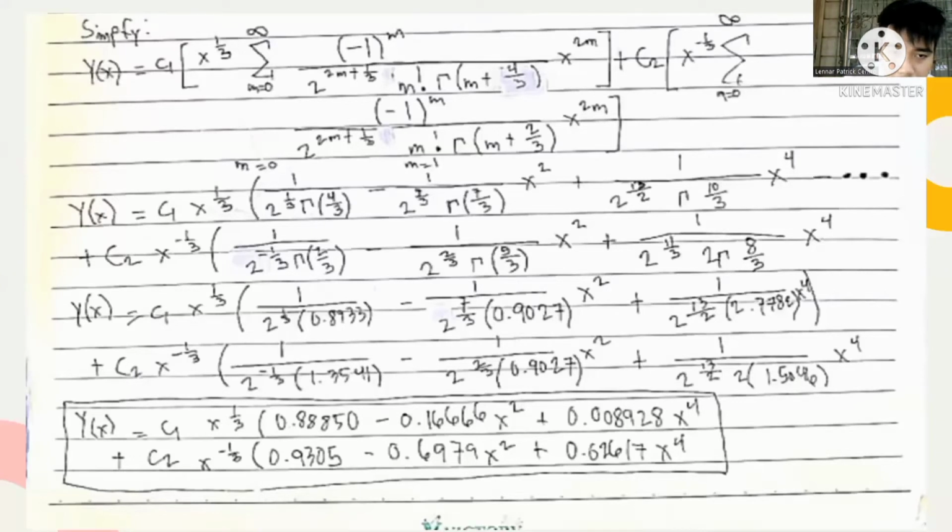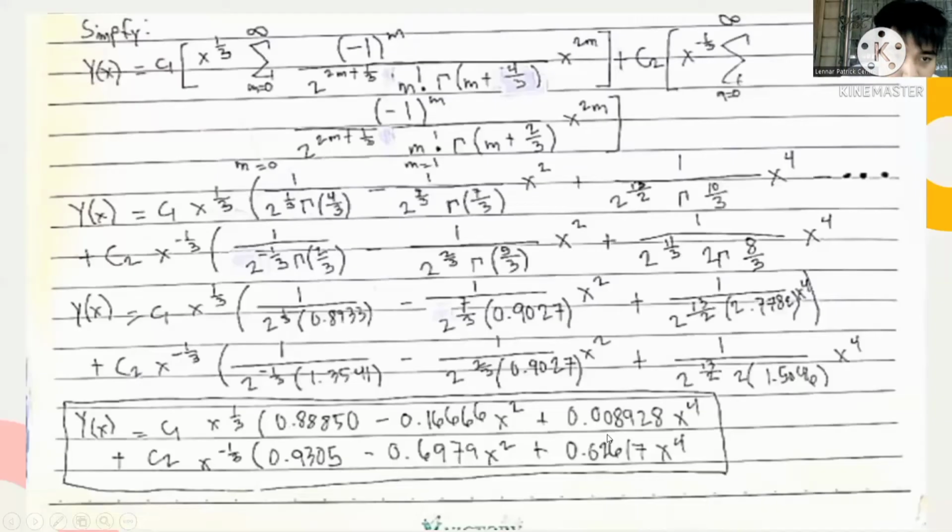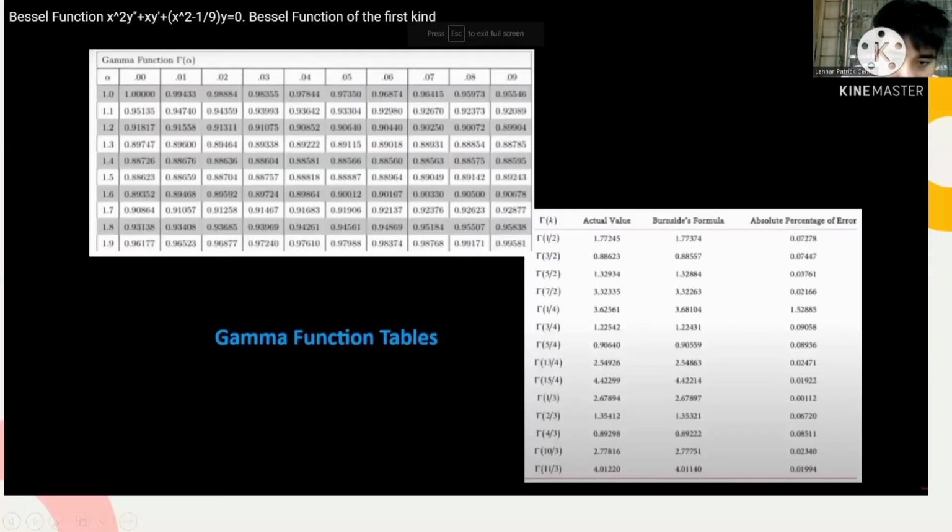Susunod, hanapin natin yung gamma 4 over 3 pala yung una. Gamma 4 over 3, ito gamma 4 over 3, 0.8928.